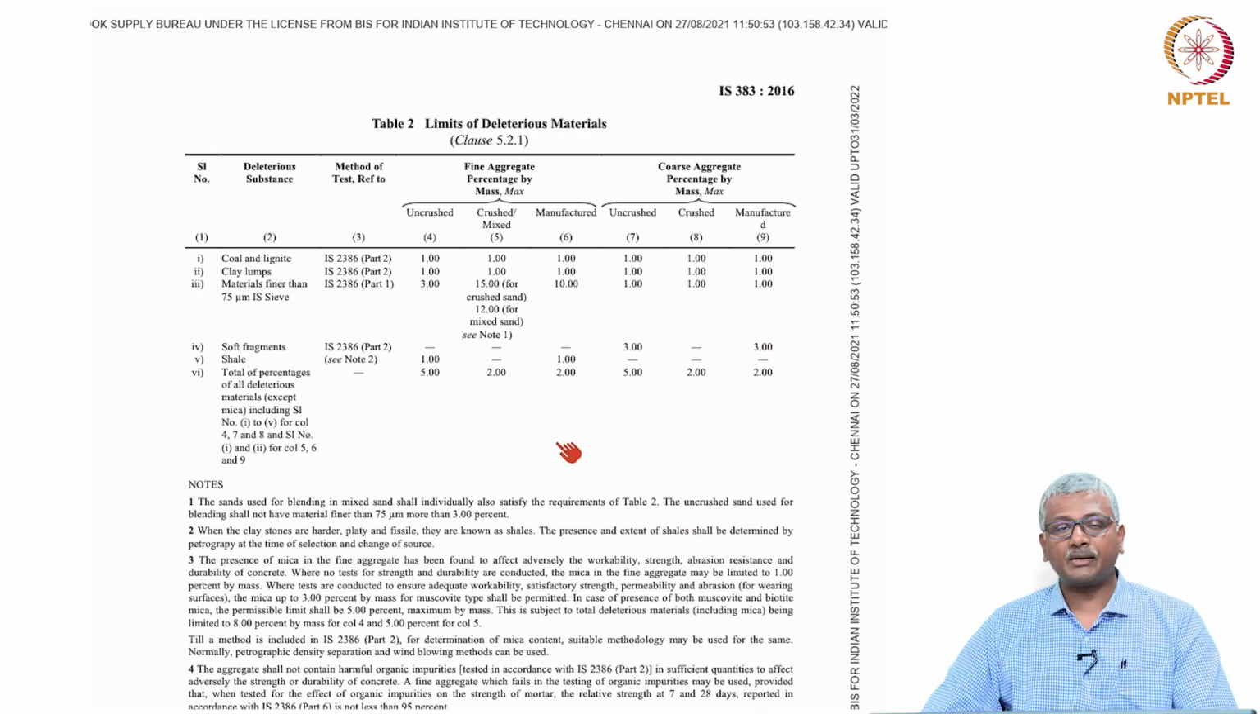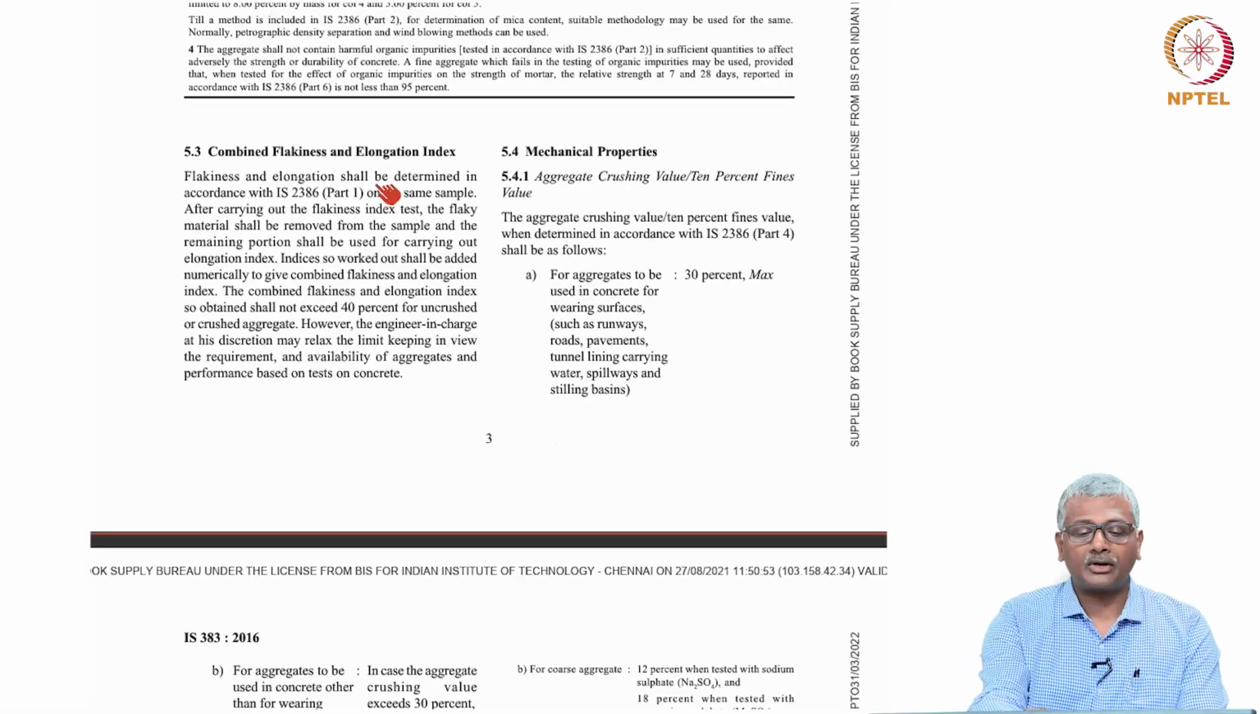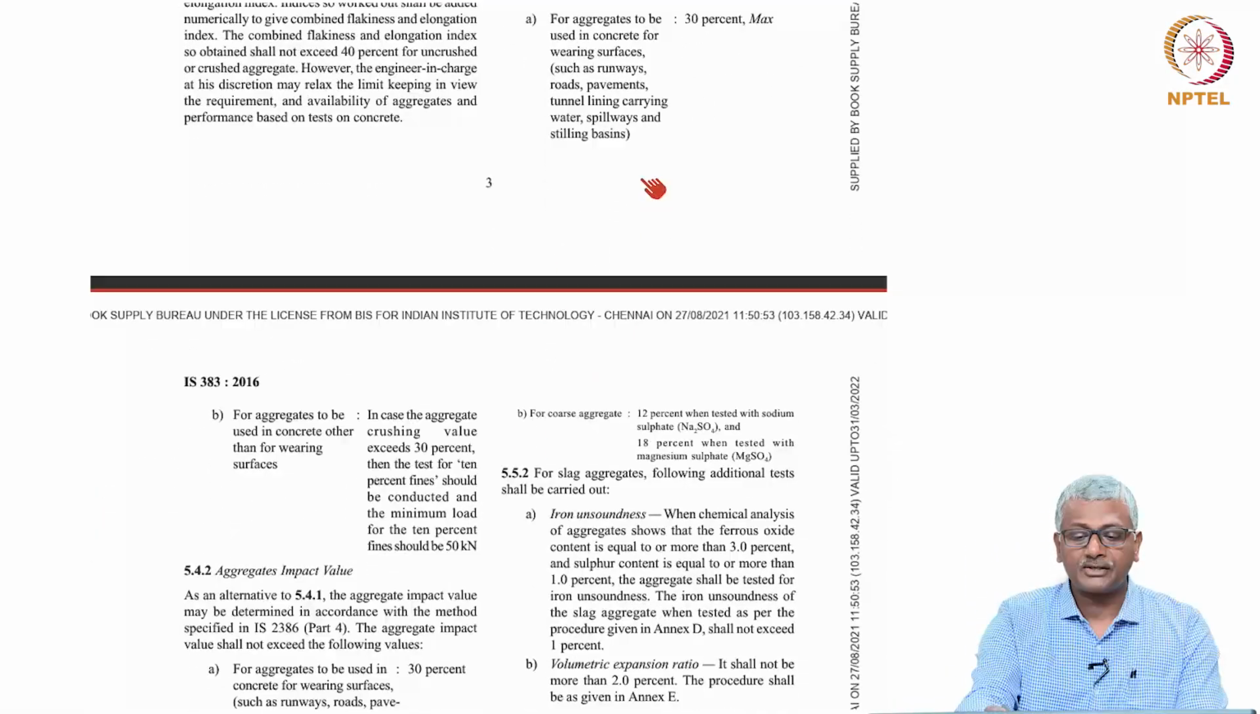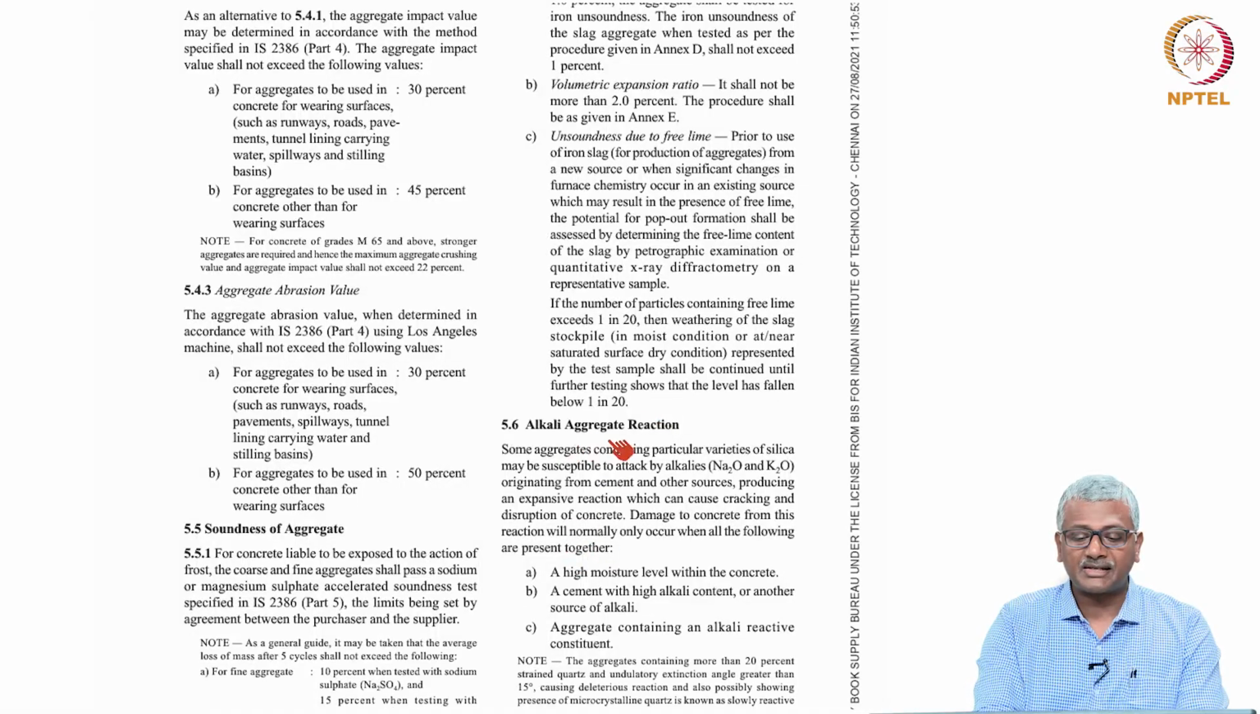Similarly, ASTM has a table which is quite similar, and EN also has a table which is quite similar. Now, in terms of the other properties like flakiness and elongation index and other mechanical properties, all of those are defined very clearly in these sections. The other important aspect is alkali aggregate reaction.